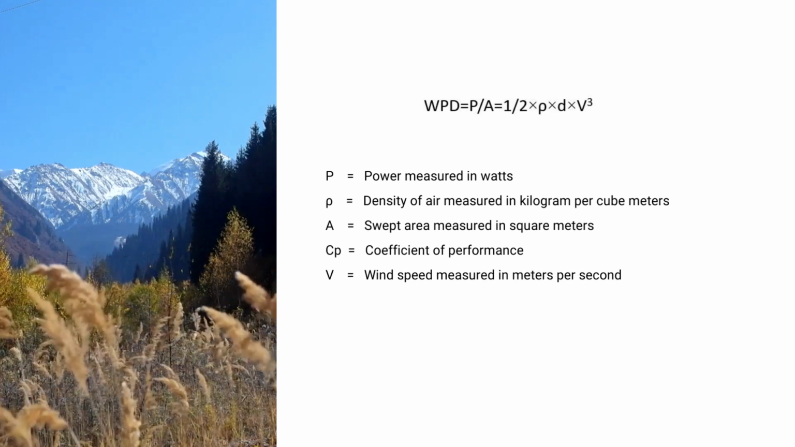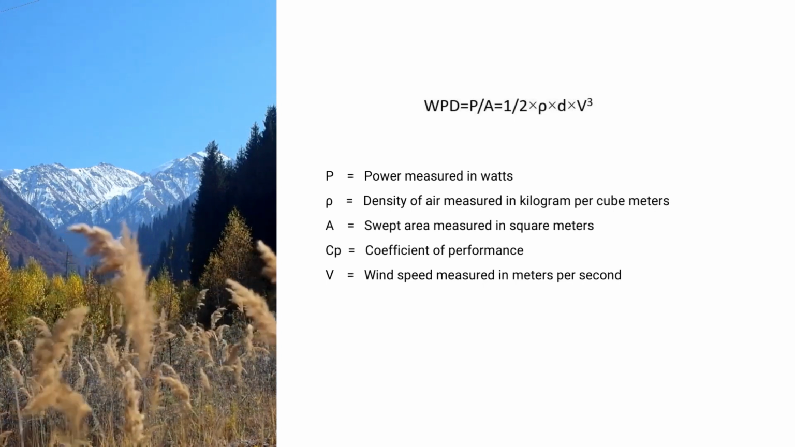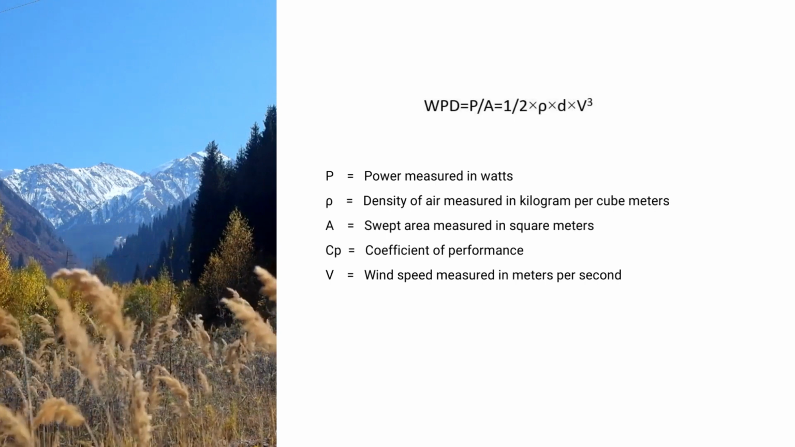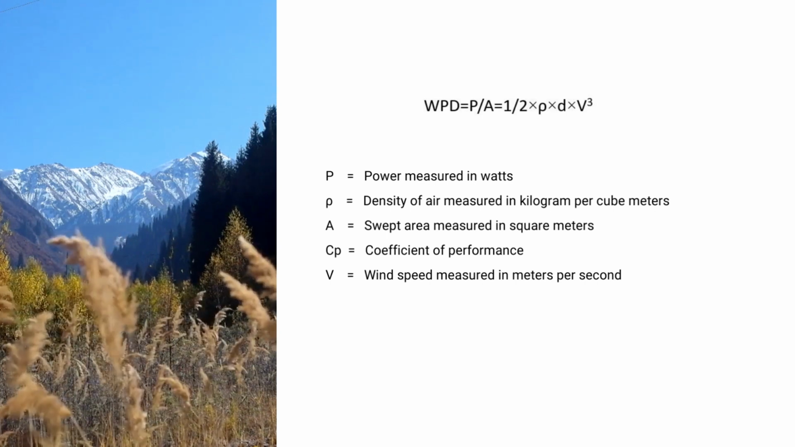V equals wind speed in meters per second. We can say theoretically 20 miles per hour equals 9 meters per second.